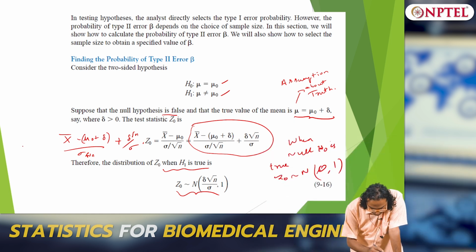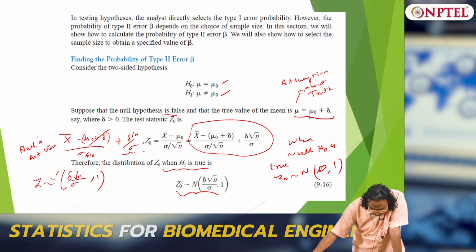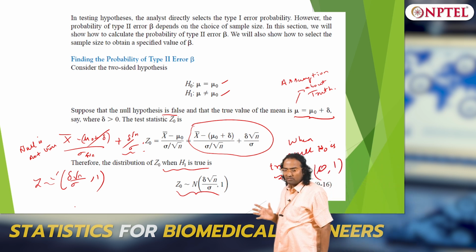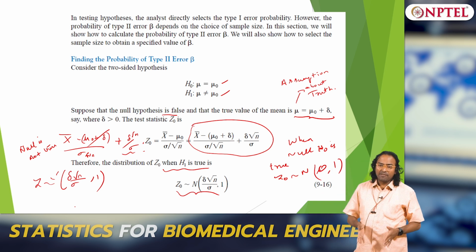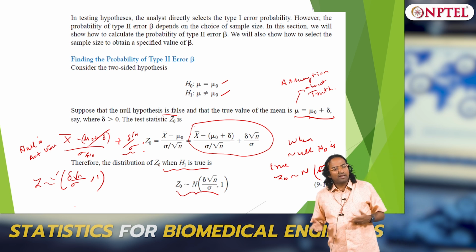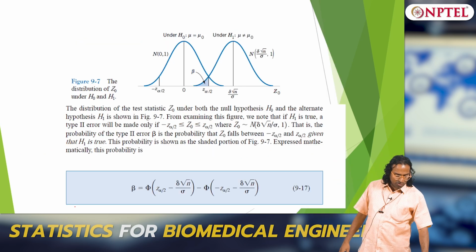So if null is not true, then this term goes away, and of course I have divided by the standard deviation, so the standard deviation is going to be 1. This is my distribution of Z naught if H1 is true, and if H naught is true, it is going to be 0 comma 1. So these are the two distributions you are going to talk about.